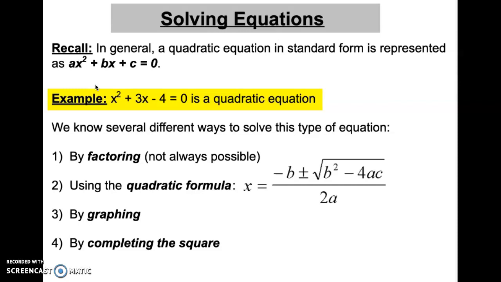The second way is the quadratic formula, which takes a little bit longer, but does always work. And then we could graph or complete the square to solve the equation. But generally, we're going to either factor or use the quadratic formula, because graphing isn't very accurate.